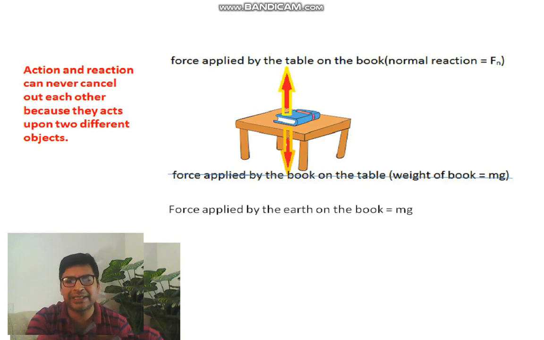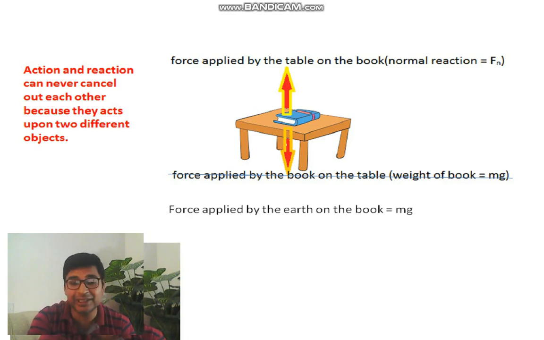Now consider these two forces. That downward force is the force applied by the earth on the book, meaning the weight of the book, and the upward force is the force applied by the table on the book. Now these two forces are acting on the same object, the book. Now they cancel out each other. Now sigma F is 0. Now the net force is 0.